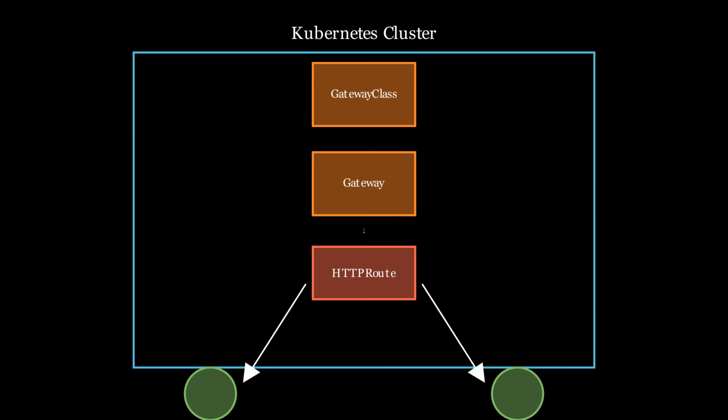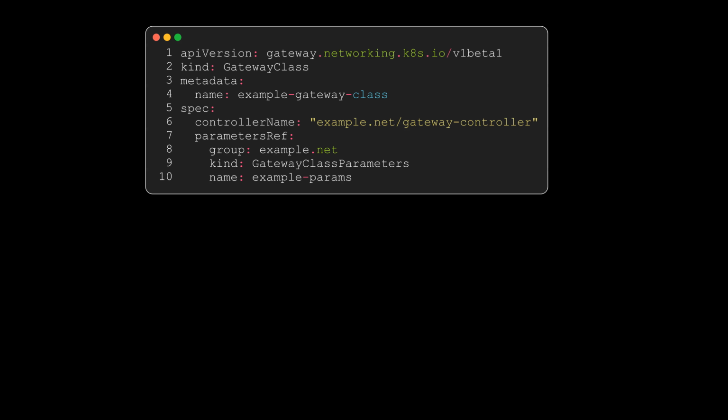With this understanding of the resource hierarchy, let's dive deeper into each resource and examine their YAML manifests in detail. Let's start with GatewayClass, which defines a class of gateway that may be requested by users. It's implemented by a controller that provides specific functionality. Let's examine the GatewayClass YAML manifest in detail, breaking down each section to understand its purpose and configuration options.